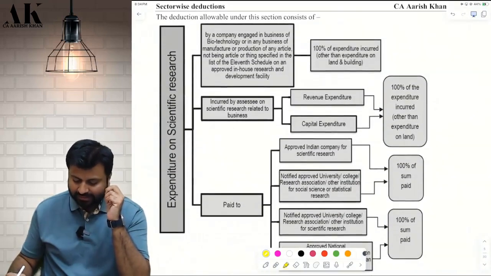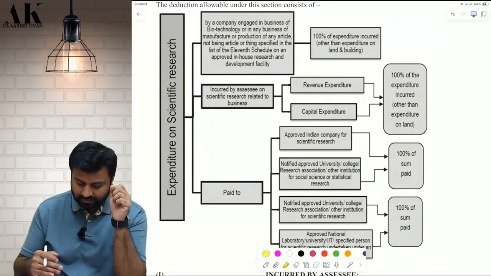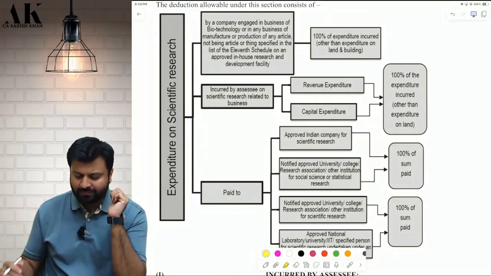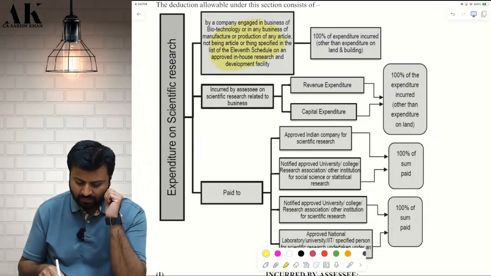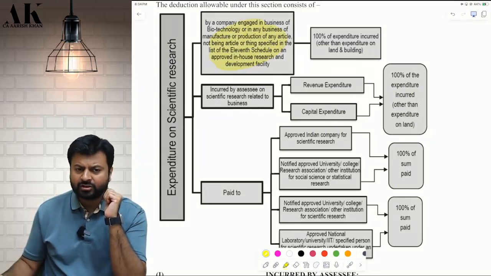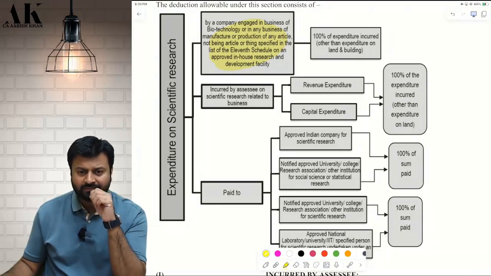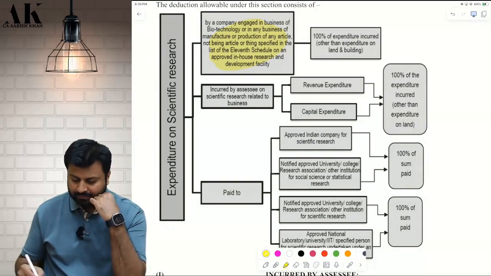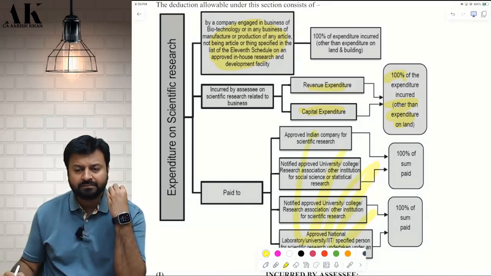Then, if I come to the next page, there is a chart made by the Institute of Chartered Accountants of India. This is not my chart. This is ICAI's chart, where they have put all the 7 expenses in one place. Like this one is your company deduction. You can check: biotechnology, other than Eleventh Schedule, in-house research. Can you see that? The second one is revenue expenditure, capital expenditure other than land, 100%. And then the next 4 are donations. Are you clear? Yes, sir.